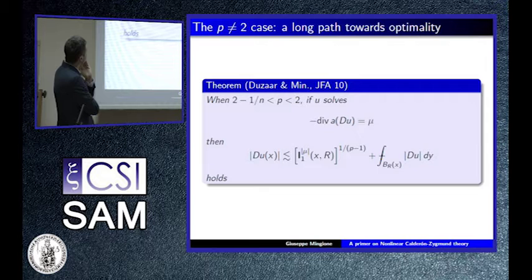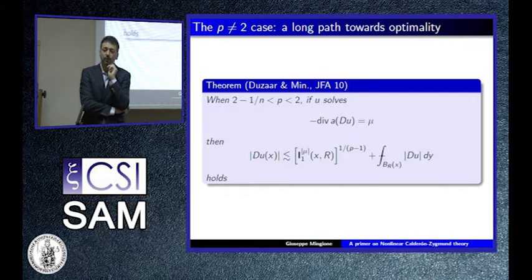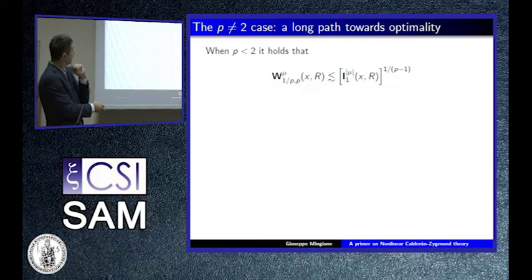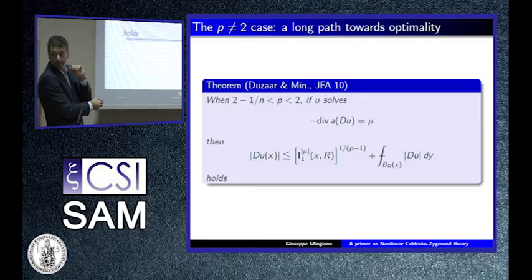But then there was a first twist, because for p less than 2 we couldn't get the same estimate. We got a worse estimate. And the worse estimate was that we could bound Du by I1 to this object. And when p is less than 2, this is a worse estimate. But this is an interesting estimate.